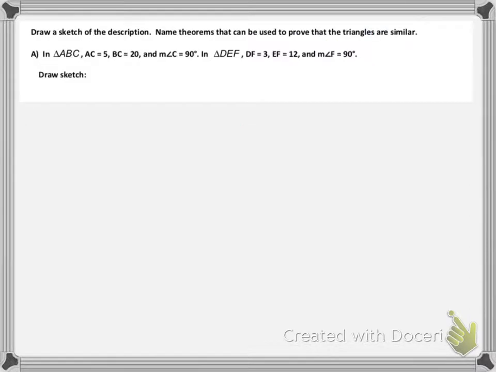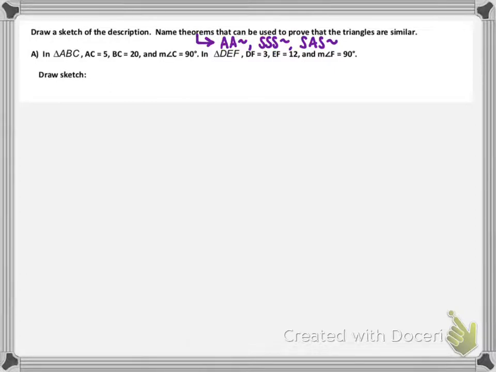Alright, in this next one, they need us to draw a picture. So, sketch the description, name the theorems that can be used to prove that the triangles are similar. If you're like, what theorems? Here's what I'm asking. Am I going to use angle-angle similarity? Side-side-side similarity? Or side-angle-side similarity? That's what the theorems are that they're talking about.